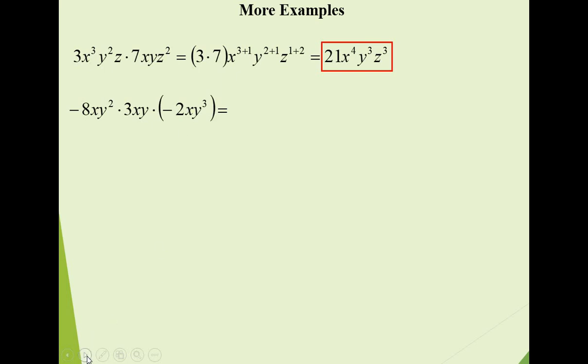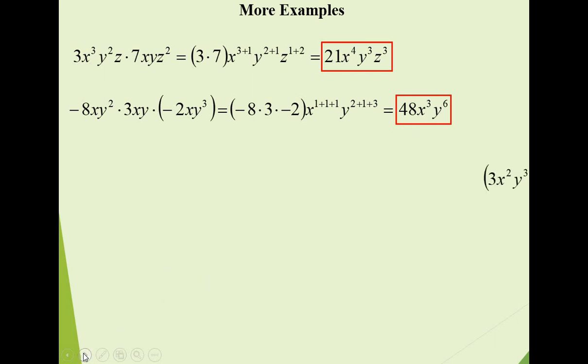And this is how you would basically write it, as negative 8 times 3 times negative 2 times x to the 1 plus 1 plus 1 and y to the 2 plus 1 plus 3. And you just simply simplify this. So here 3 times negative 8, that's going to give us negative 24, and negative 24 times a negative 2, that's going to give us negative 48, x to the 3rd and y to the 6th. So this is our final answer here, negative 48x to the 3rd and y to the 6th.